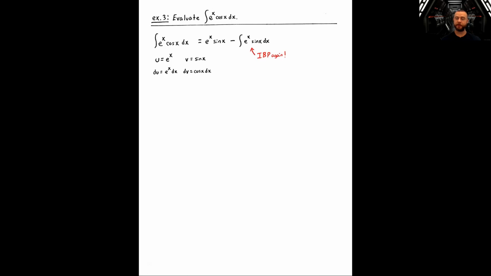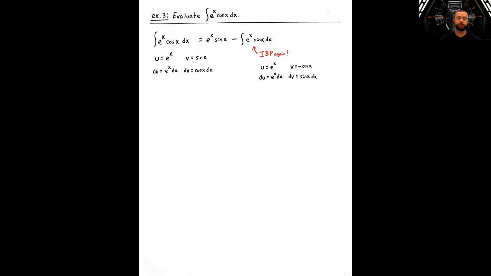Now this looks very similar to our original integral. It's not quite the same. There's a sine term rather than a cosine term. So we can integrate this by parts again for the second time. Okay, what could go wrong? Let's go ahead and integrate by parts the second time. Here we'll be consistent. We'll choose u as the exponential function, dv as sine of x.